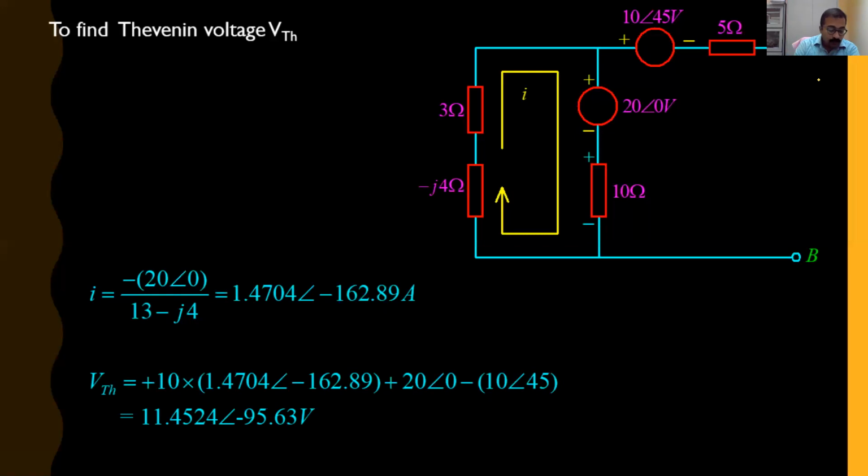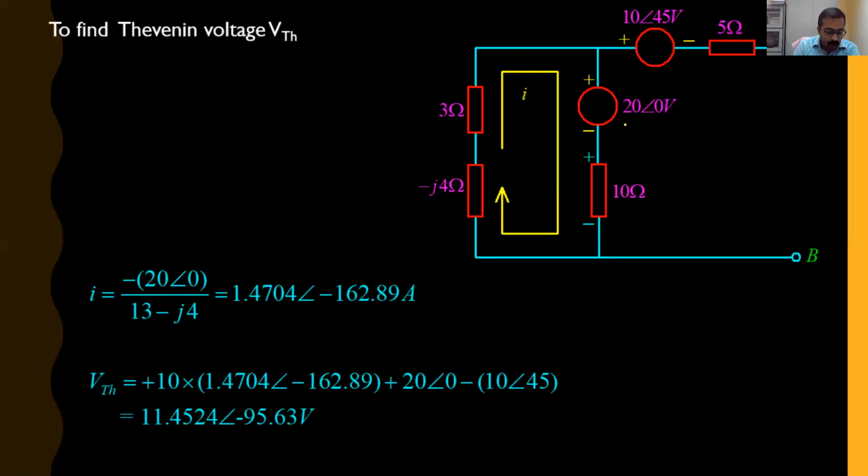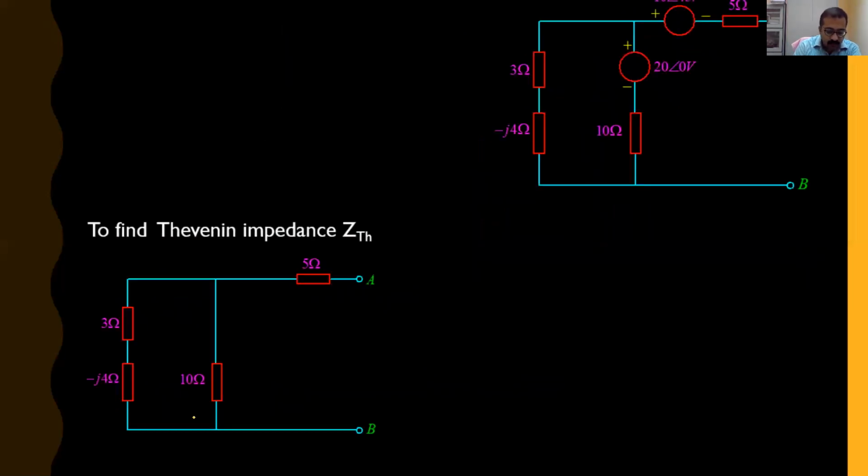Okay. Now what next? We have to find ZTH, the Thevenin impedance. How to find ZTH? We have to replace all the sources by their respective internal impedances. Here there are 2 voltage sources. They must be short circuited. So when you short circuit these, you will get a network of this kind.